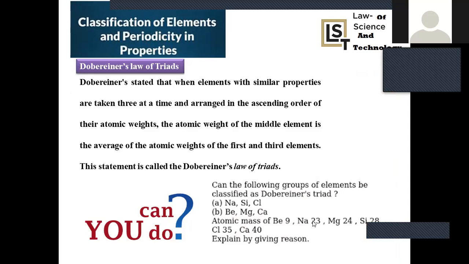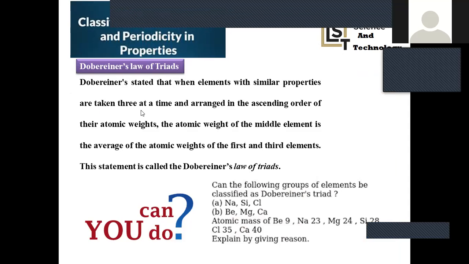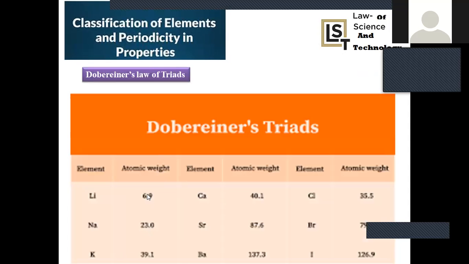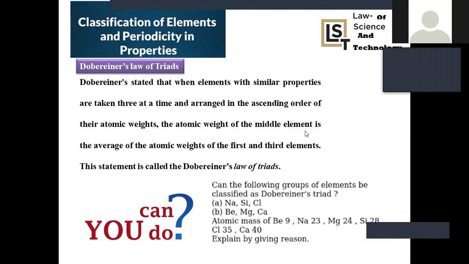Here, Dobereiner stated that elements with similar properties are taken into a triad system and arranged in ascending order of their atomic weights. How are they arranged? 7 followed by 23 followed by 39.1. Calcium with 40 followed by 87 followed by 137. Chlorine with 35, 79, 126. That means increasing order of atomic weights is given, in a systematic, regular manner. All three elements have similar properties and are arranged in that cluster with increasing atomic weights.